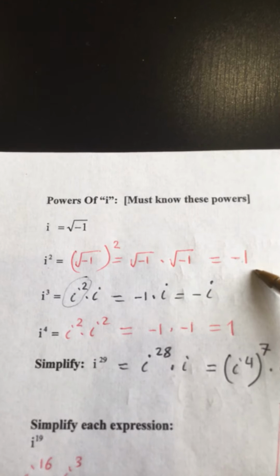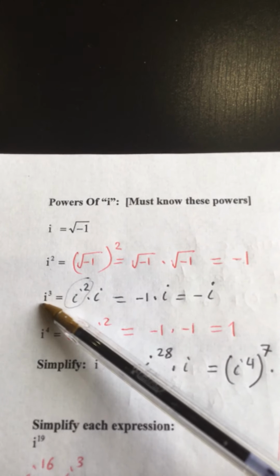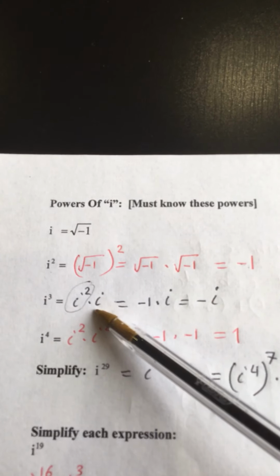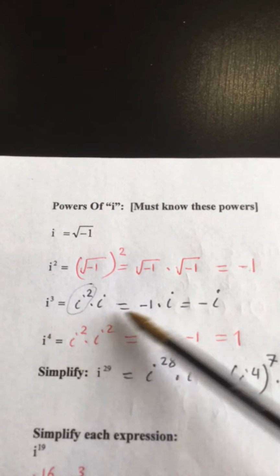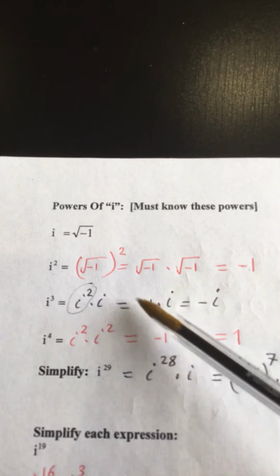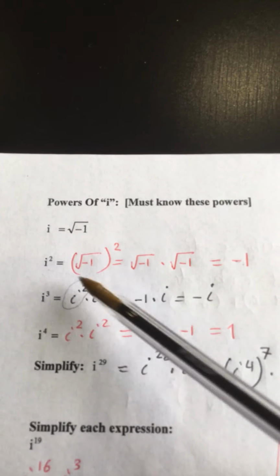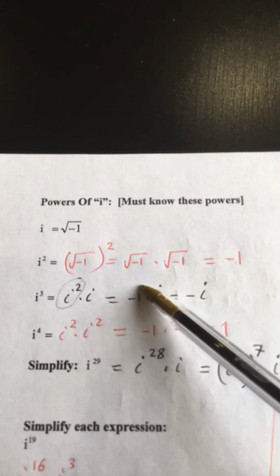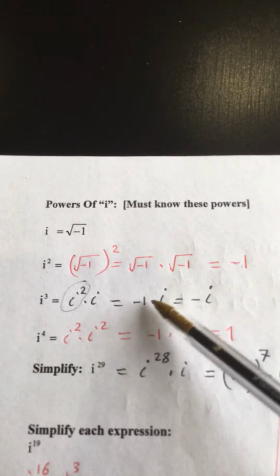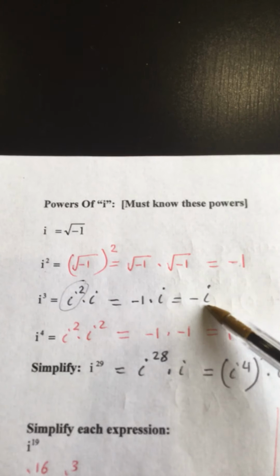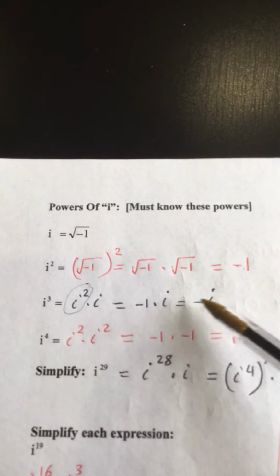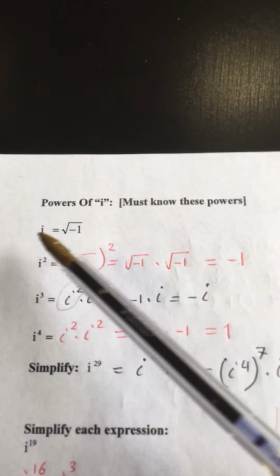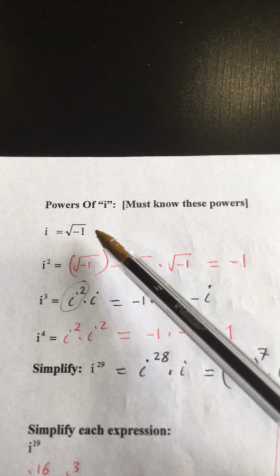Now if I need to find i cubed, it is i squared times i. But i squared is negative 1. So negative 1 times i equals negative i. So now i cubed is negative i. i squared is negative 1, and i is square root of negative 1.